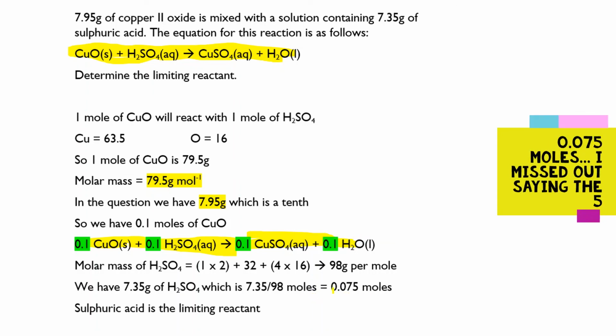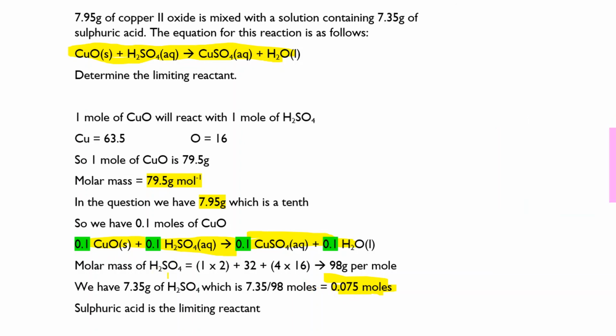Now can you see that 0.075 moles here is less than 0.1? Because it's less, all of this will be used up in the reaction, because you know that 0.1 moles of CuO must react with 0.1 moles of H2SO4. It's a 1-to-1 ratio. But because you have only 0.075 moles of sulfuric acid, this is the limiting reactant, because all of that is used up.